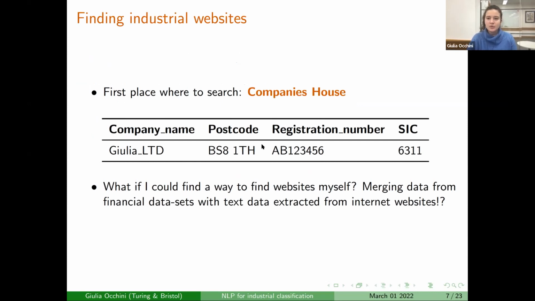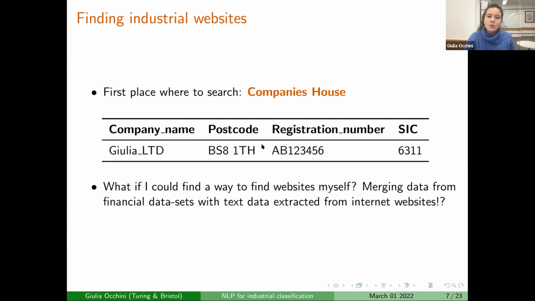The first place where you can search for websites could be Companies House. Companies House is the place where the census of companies is uploaded every year in the UK. The problem is that websites are just not there. What you can do is download in bulk some Excel spreadsheets that have information such as a company's name, a postcode, the registration number, and the SIC code. So my idea was, okay, what if I can find a way to merge data of Companies House with websites myself?